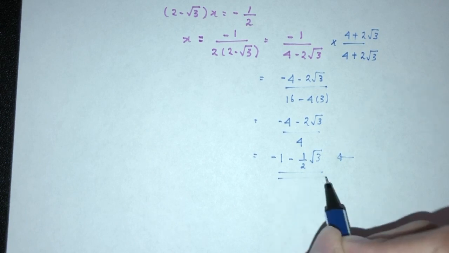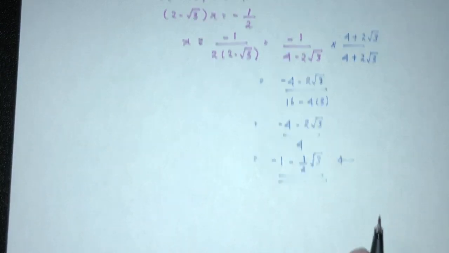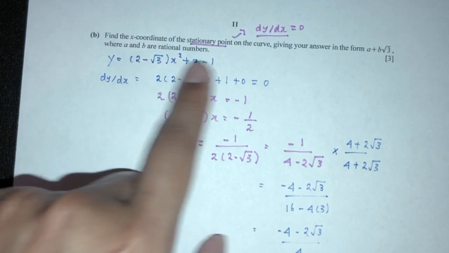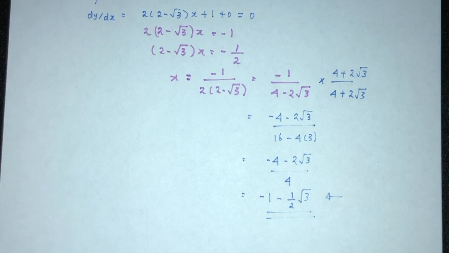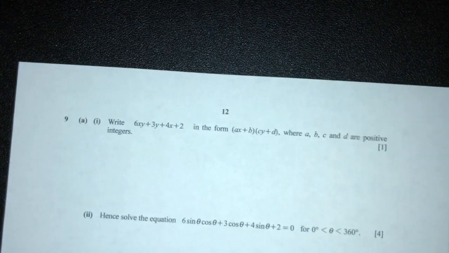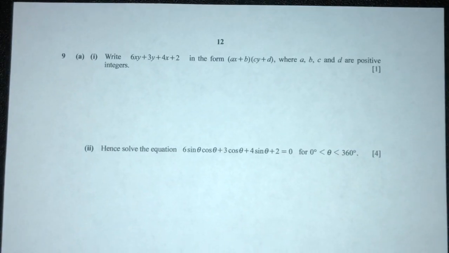And this is your answer for part B of your question for the x value, or for the x coordinate of the stationary point, in the form of this, where a and b are rational numbers, which means exact numbers. That will be question number 8. Now let's move on to question number 9.